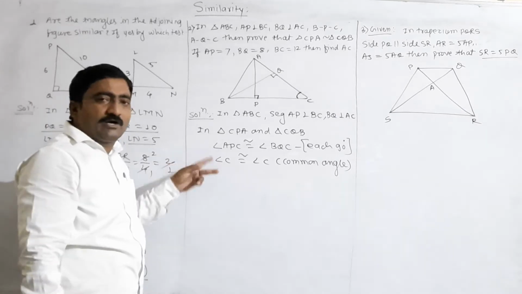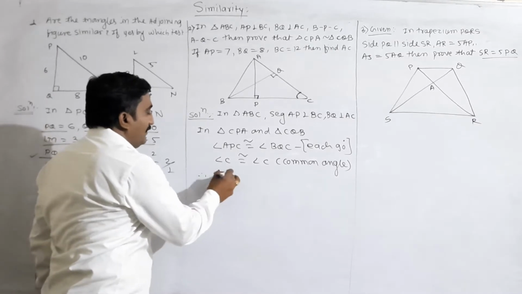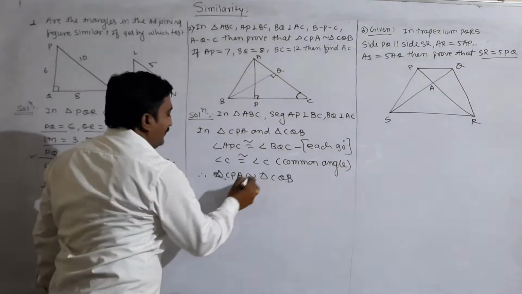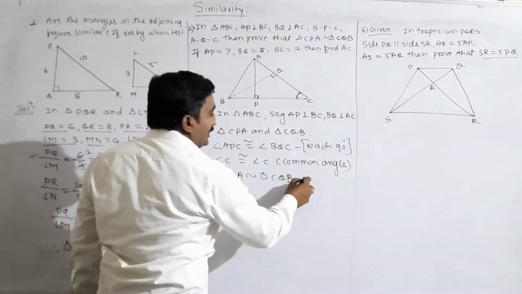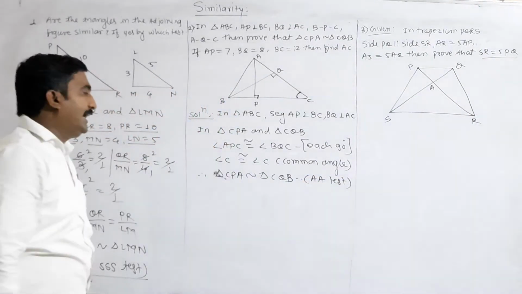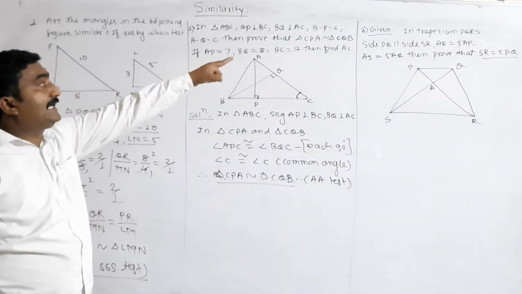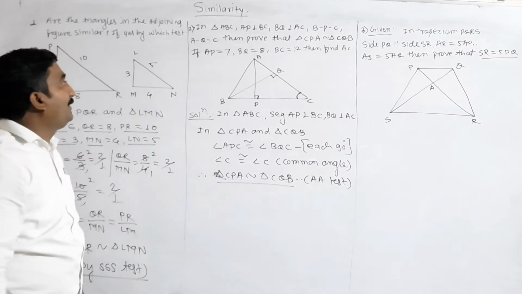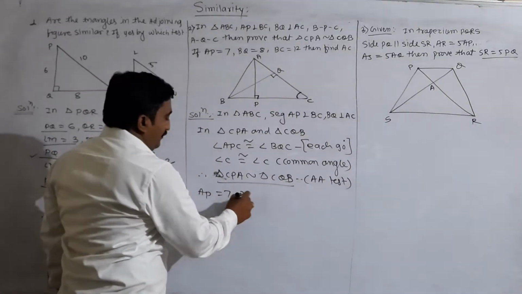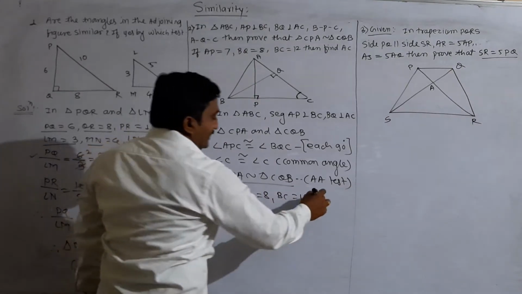So, when two angles are congruent, the remaining angle is congruent. Therefore, these two triangles are similar. By which test? Triangle CPA is similar to triangle CQB by AA test. Which test? AA test. बघा, AA कसोटीनुसार हे दोन्ही त्रिकोण काय होतील? समरूप होतील. पण हे समरूप झाल्यानंतर बघा, triangle CPA is similar to triangle CQB, but we are given here AP is equal to 7, BQ is equal to 8 and BC is equal to 12, and calculate this.